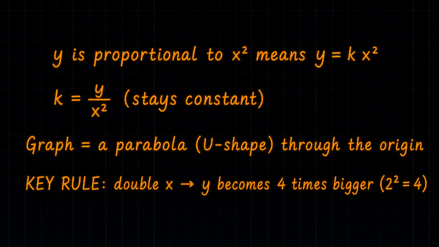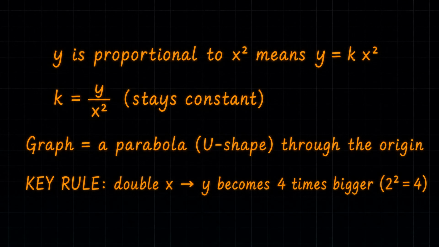Here is the idea. Sometimes, when one number grows, the other does not just grow, it grows by a lot. We say y is proportional to x squared, and we write y equals kx squared. That little k is just a fixed number, the constant. To find it, you divide. K equals y divided by x squared.